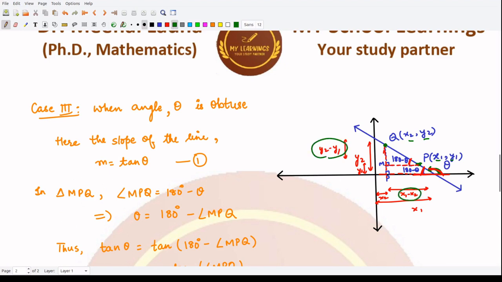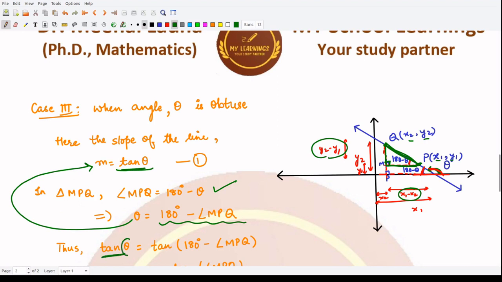Now because in this triangle MPQ, this is a right angle triangle, we can clearly see. And here you know the value of this angle MPQ is equal to 180 minus theta, right? So from here, what is the value of theta? It is 180 degrees minus angle MPQ. Why do we require theta? Because that will give us our slope, right? So what would be your tan theta? It would be, substituting the value of theta, tan of 180 degrees minus angle MPQ.